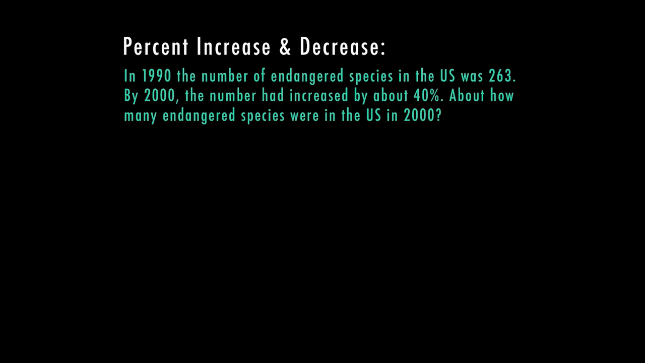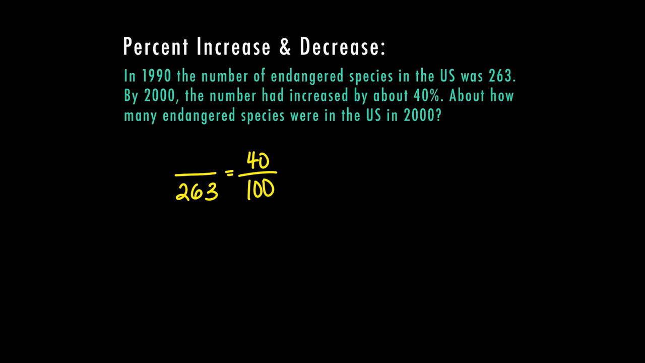So we'll try one more example here, and this one includes the percent, so it'll be a little bit different. In 1990, the number of endangered species in the U.S. was 263. By 2000, the number had increased by about 40%. About how many endangered species were in the U.S. in 2000? So this one we're going to set up a little different because we are given our percent. So I do know that the percent, 40, is going to go over 100. And then on the other side, we're going to need to find that increase. And since 263 is my original amount, that's going to go in the denominator.